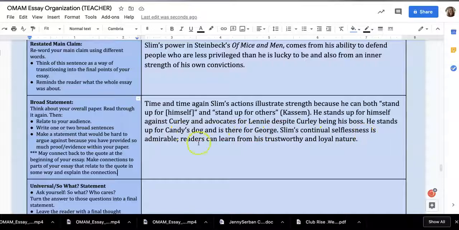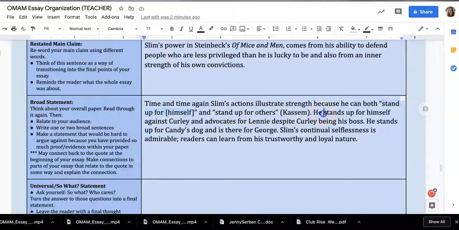Slim's continual selfishness is admirable. Readers can learn from his trustworthy and loyal nature. So notice how I brought it back to what the readers can learn. I also made a statement of opinion that I think that his selfless nature is admirable. Notice how I did that without using the word I. I just made it a strong statement. And notice how I used portions of the quote, stands up for himself, stands up for others.